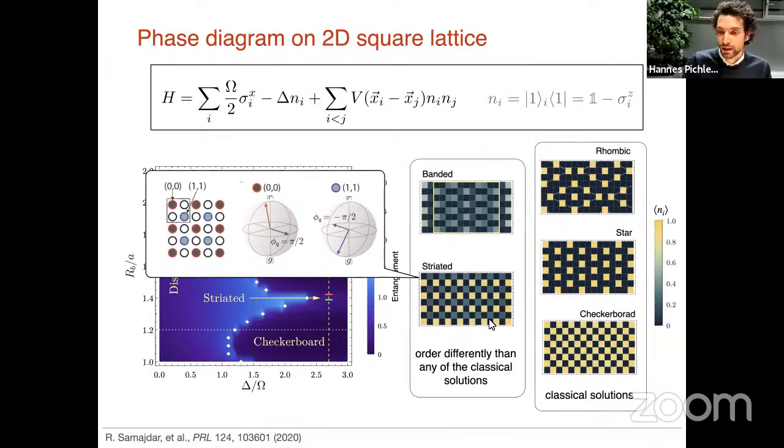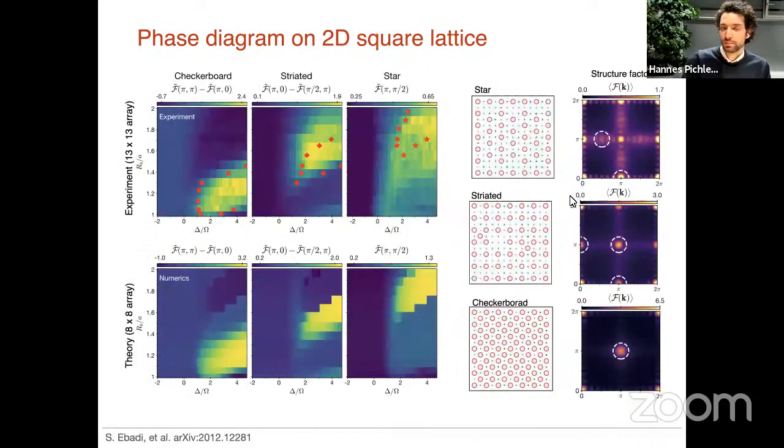Since all of these phases break different spatial symmetries, you can experimentally identify them simply by looking at the structure factor, and all of these phases have peaks at different momenta. By looking at where these peaks appear for the different phases, you can map out experimentally the phase diagram. All of these states are prepared in quasi-adiabatic sweeps, and then measured several times to look at the structure factor. If you do that, you get fairly good agreement between the experimentally determined phase diagram and what you would expect from DMRG, at least on finite system sizes.